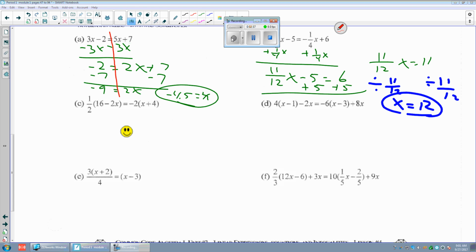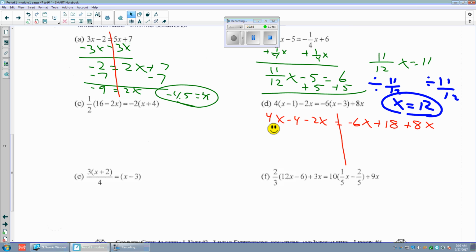Okay, now let's do d together. If I distribute, I get 4x minus 4 minus 2x equals negative 6x plus 18 plus 8x. There's the big line. I combine things on the left-hand side that are the same. 4x minus 2x is 2x minus 4. I just brought down that minus 4. Negative 6x plus 8x is 2x, and then plus 18.